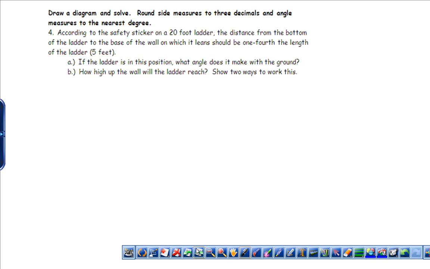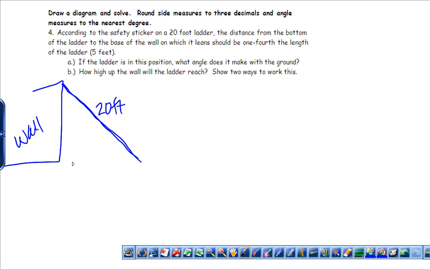So according to a safety sticker, on a 20-foot ladder, the distance from the bottom of the ladder and the base of the wall on which it leans should be 1/4 the length of the ladder. So that's 5 feet. So we basically have a wall here, and we have a ladder leaning against it. And our ladder is 20 feet. And then the floor is 5 feet, so it's 5 feet off of that. Of course, that's going to be 90 degrees. We don't know how high up it is.